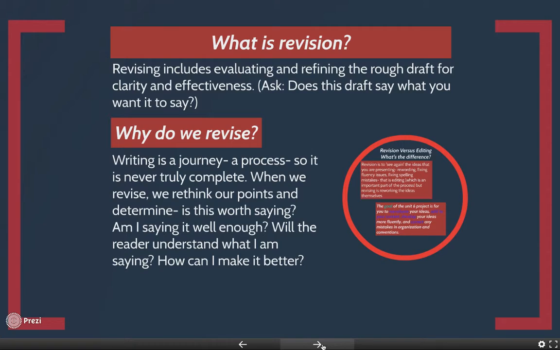We can always go back and change things and edit them and revise them based on information that we absorb over time. Over the last 6 weeks, you have spent a lot of time reading and evaluating different American literature and looking at different viewpoints throughout that history. So maybe your perspective on what you wrote in that first lesson has changed. This is your opportunity to revise what you wrote in the first lesson to show how that evolution process has happened for your thinking. When we revise, we rethink our points and think, did I say this right? Is it worth saying? Am I saying it well enough? Will the reader understand what I'm saying? How can I make it better?